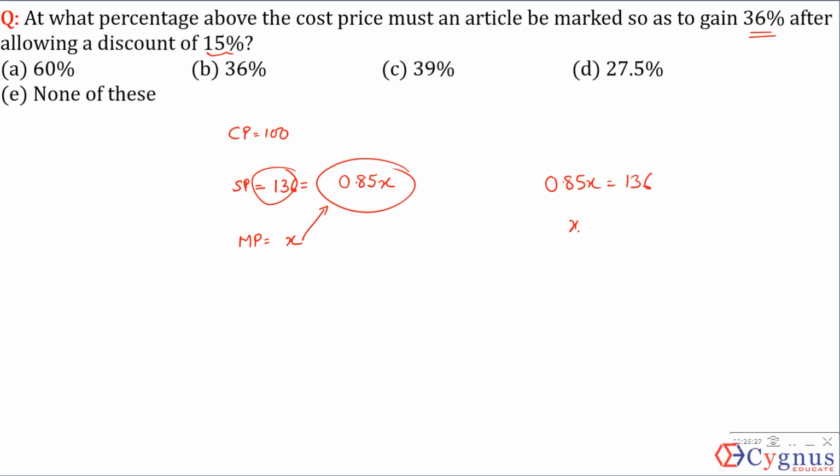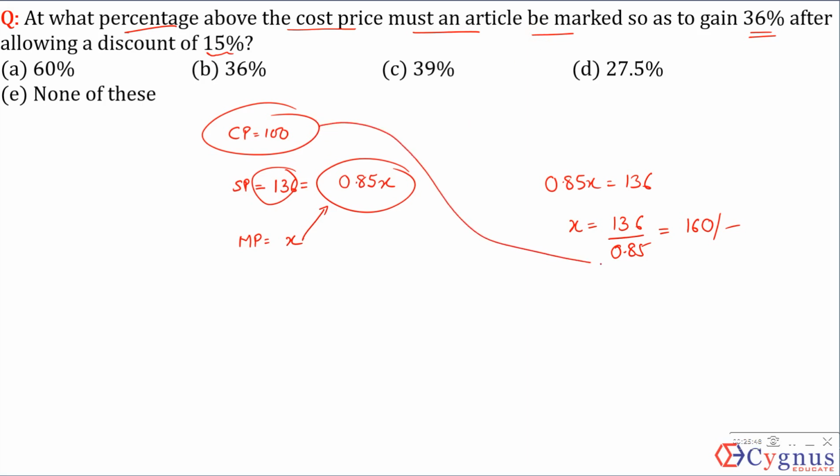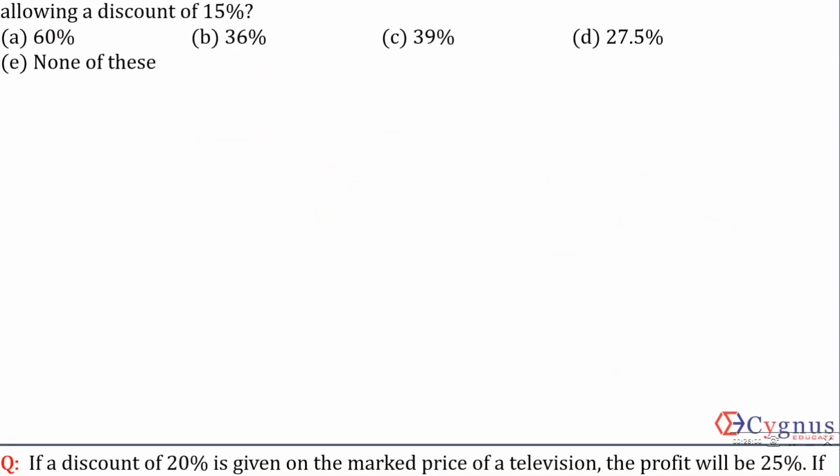So what is the value of x? 136 by 0.85, which comes out to be 160 rupees. What is x here? Mark price. What was the cost price? It was 100. And what's the question? At what percent above the cost price must an article be marked? For a 100 rupee article, I'm going to print 160. That means I've increased the price by how much percent? 60%. So the answer becomes 60%. Yes or no? Okay.